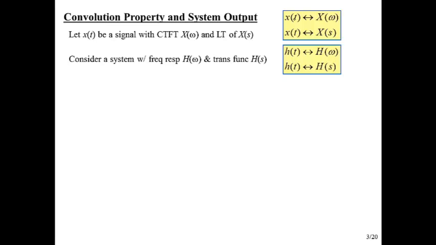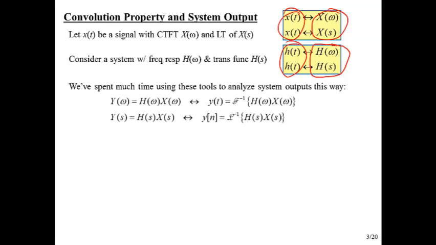So let's say we've got an input signal x of t, and we've got its Fourier transform and or its Laplace transform. And if we've found the frequency response or the transfer function of the system, we do an inverse transform to get this thing called the impulse response. Okay, so we've got that. Yeah, so that should be y of t, not y of n.